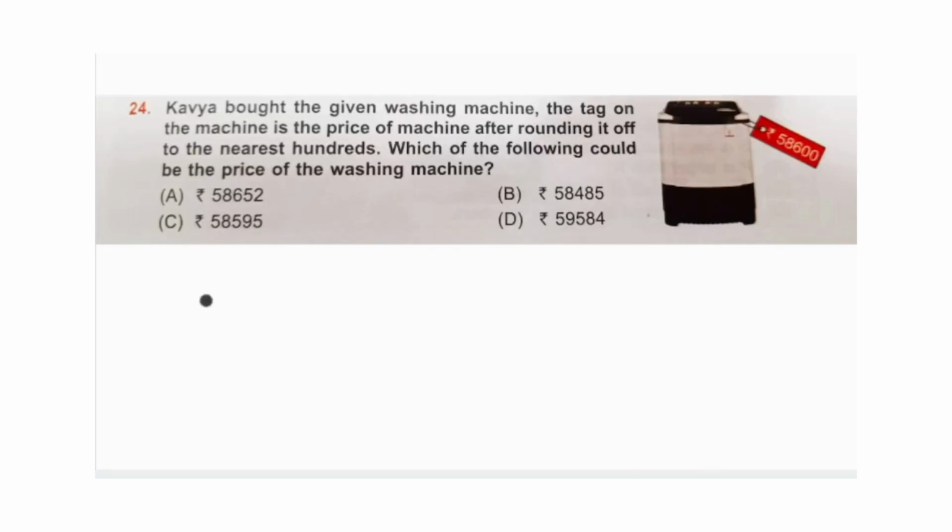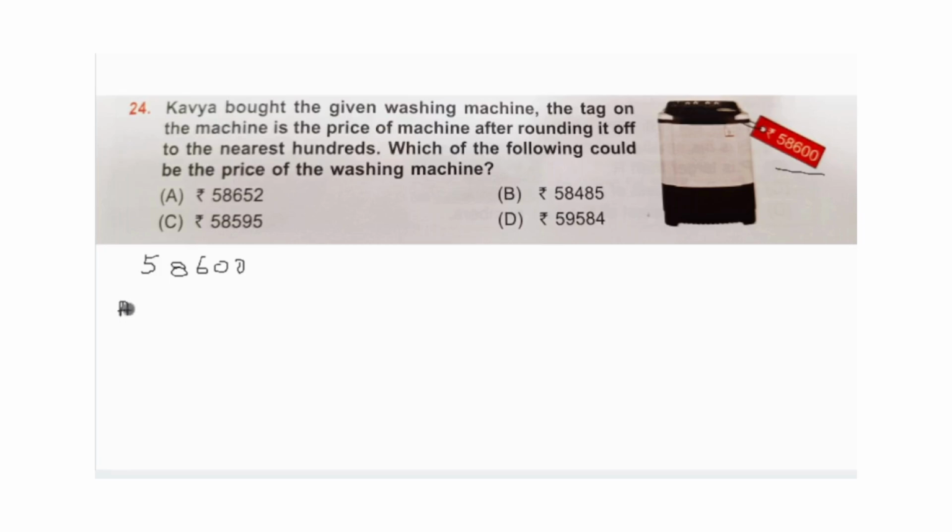Let's look at question number 24. The question reads: Kavya bought the given washing machine. The tag on the machine is the price of the washing machine after rounding off to the nearest hundreds. Which of the following could be the price of the washing machine? Let's look at the price tag, which is 58,600. Now we have to find among the four options which one rounds off to the price tag mentioned on the washing machine.